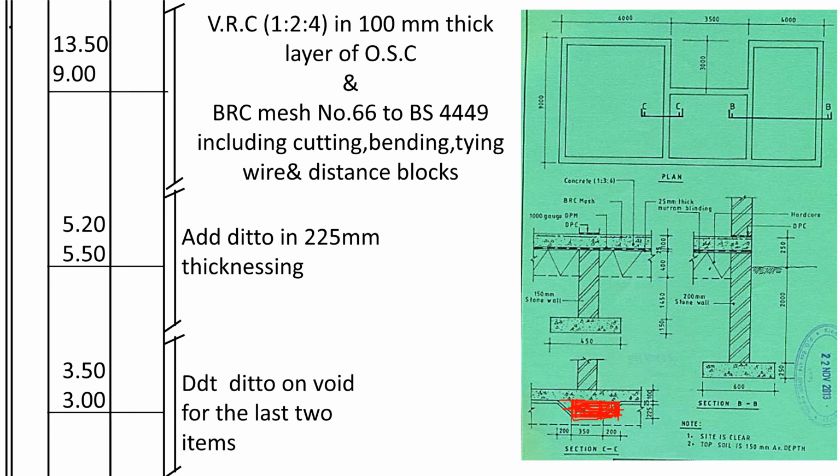Then we shall multiply by the length of the wall. So we shall start with the length of the wall from here up to here, 5.2. Then we multiply by the thickness of this rectangle, 350 plus 200, 5500, so it's 5.5. Then you say add ditto into 25 millimeters thicknessing because of this height here. Then we shall deduct the concrete for the void. Here we will not have any concrete, so we deduct it. The length is 3.5 and the width is 3 meters.